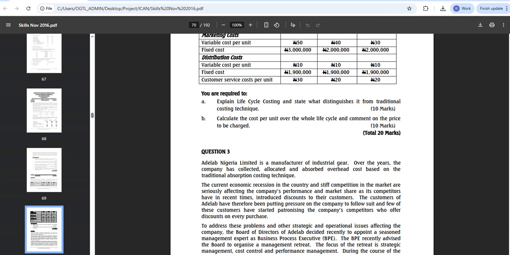And don't forget, in all of this, what is the essence of studying life cycle costing in the first place? What's the essence? What are we studying in life cycle? So the essence of life cycle costing is to consider the product from the beginning to the end, throughout the life cycle of the product. The traditional costing will not do that. Do you understand?